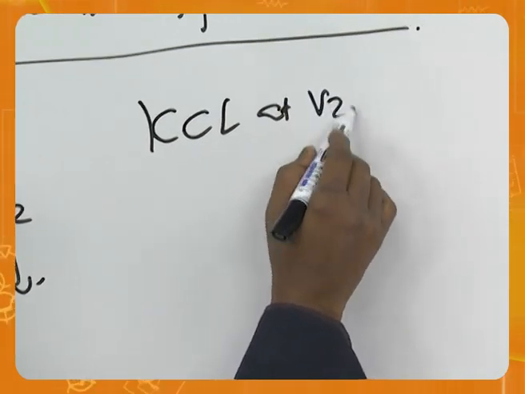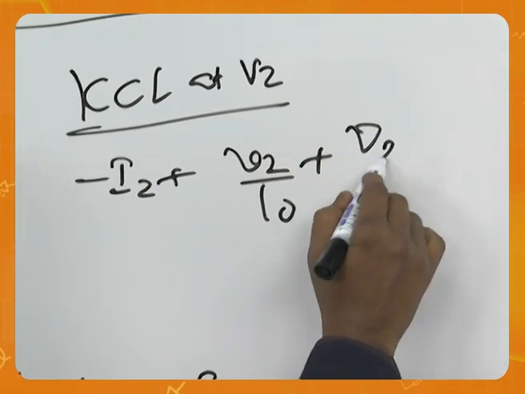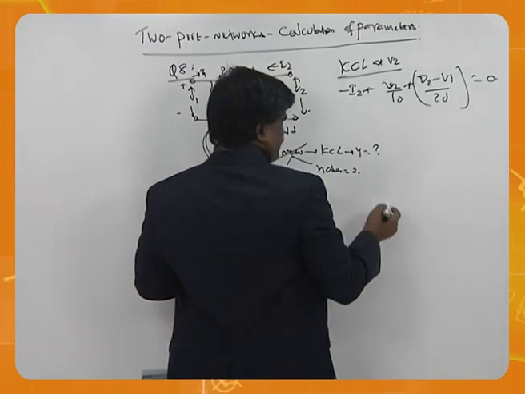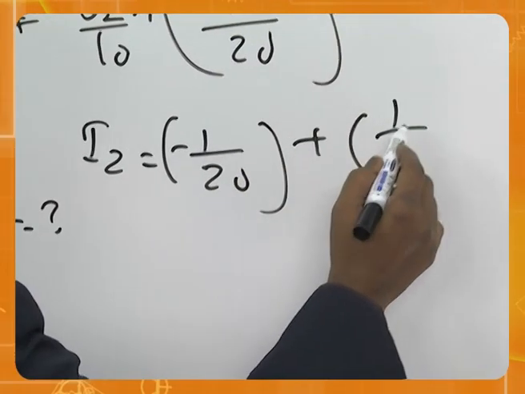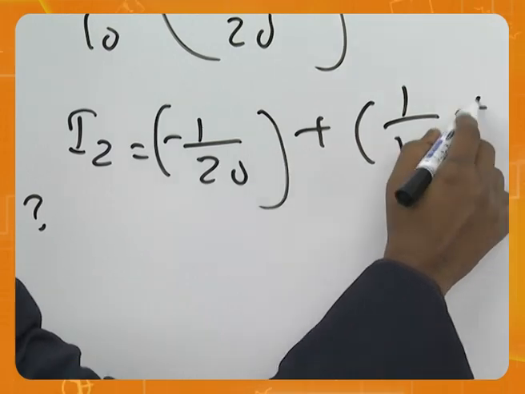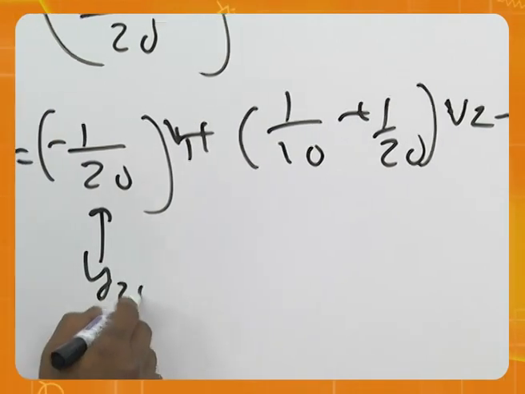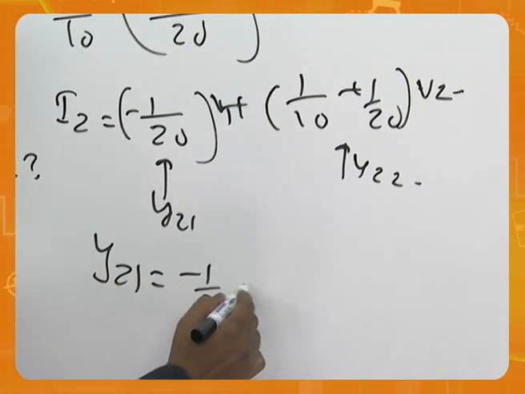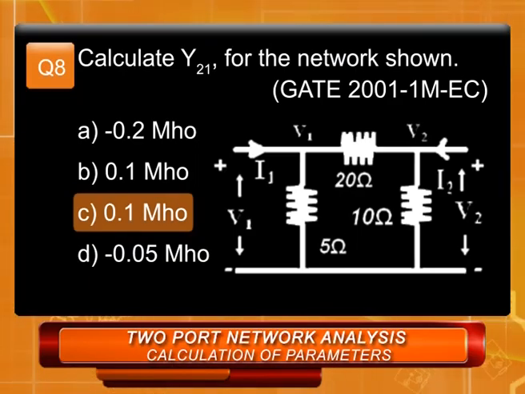KCL at V2: minus I2, plus V2 by 10, plus V2 minus V1 by 20 is equal to 0. So minus 1 by 20 V1, plus 1 by 10 plus 1 by 20 times V2. So this is Y21, this is Y22. So Y21 is minus 1 by 20, that is minus 0.05 mhos. That's the answer, and the option is C.